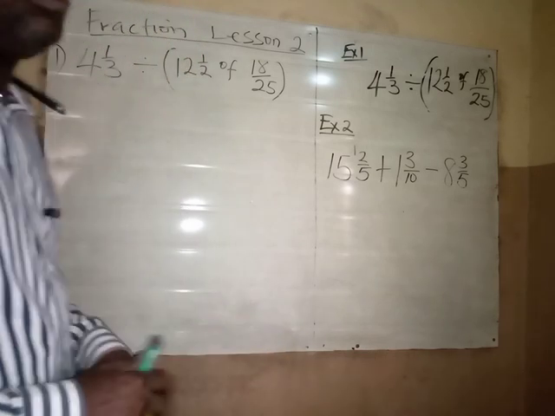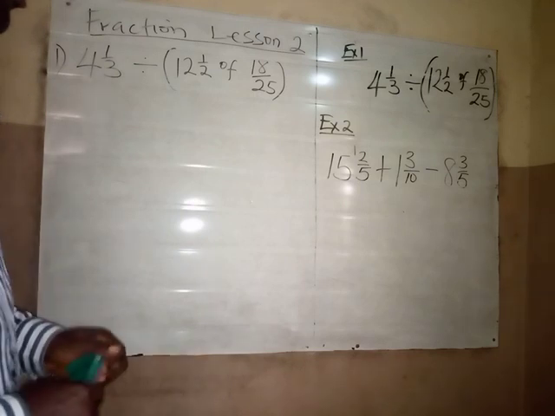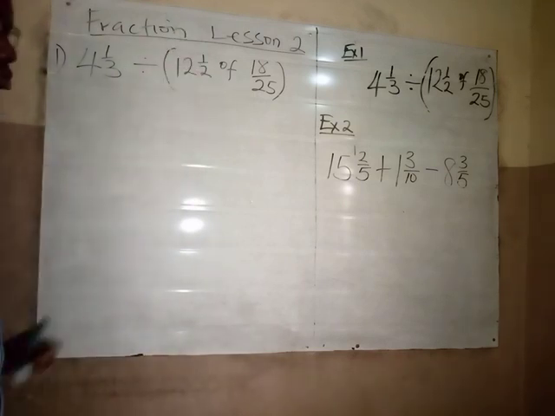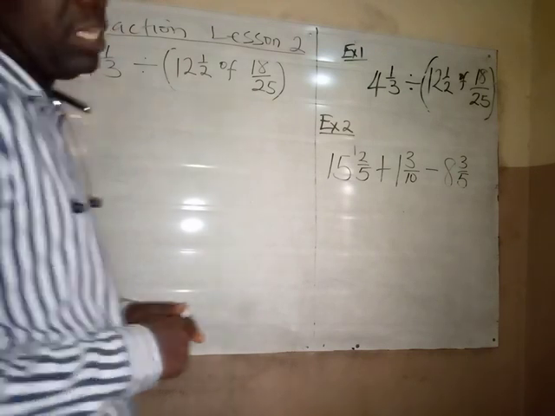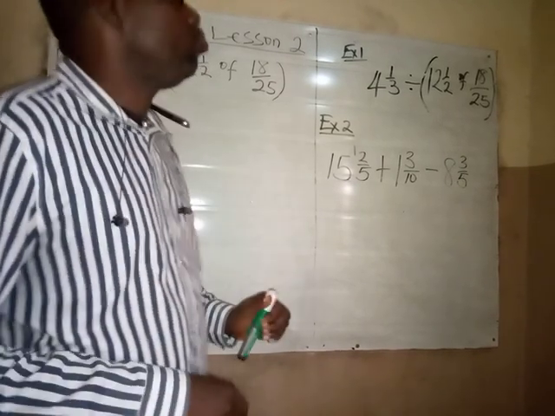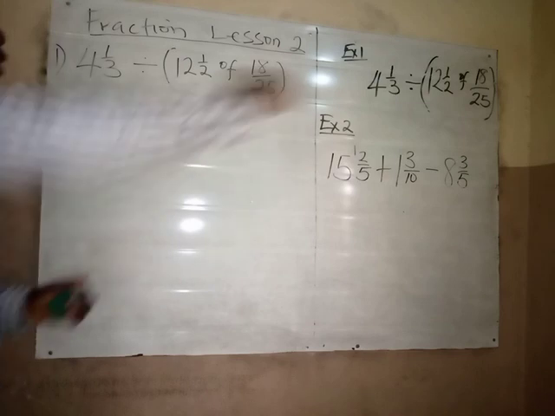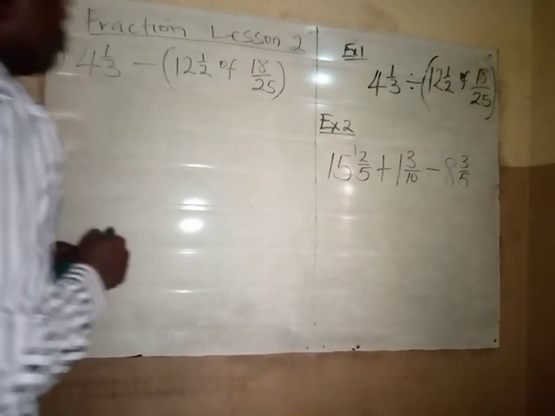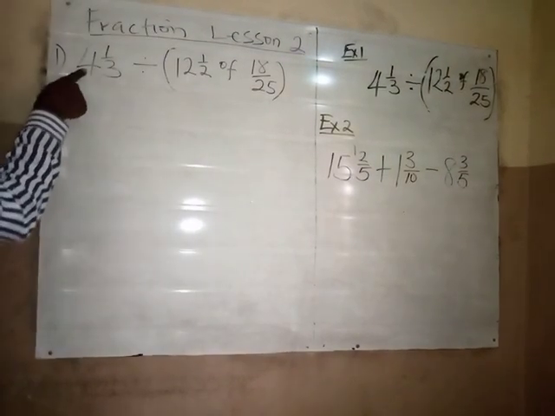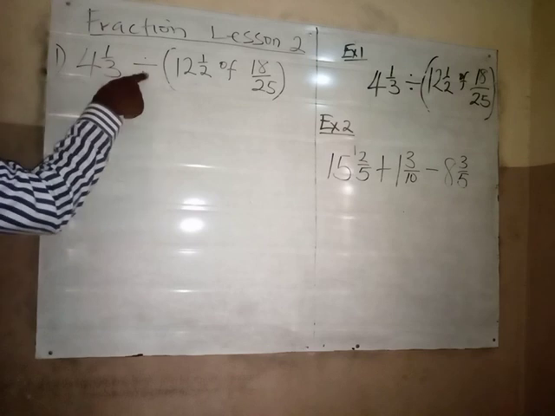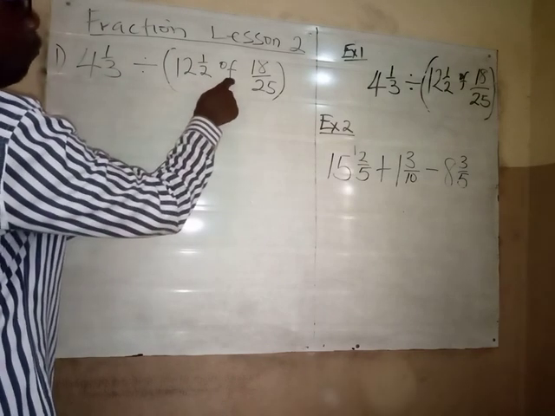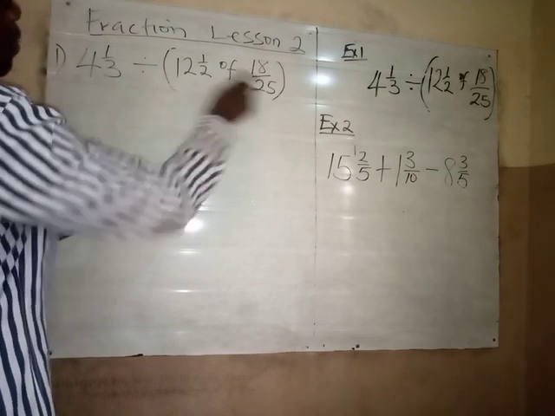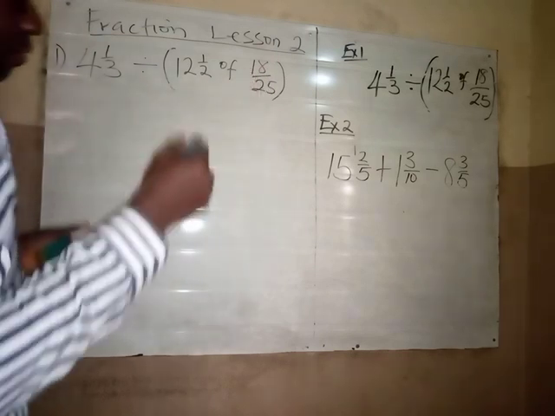We are continuing on fractions, lesson 2. If you have not watched lesson 1, do well and watch lesson 1. In lesson 2, we are taking more serious questions on fractions. We have 4 whole number 1 over 3 divided by 12 whole number 1 over 2 of 18 over 25.